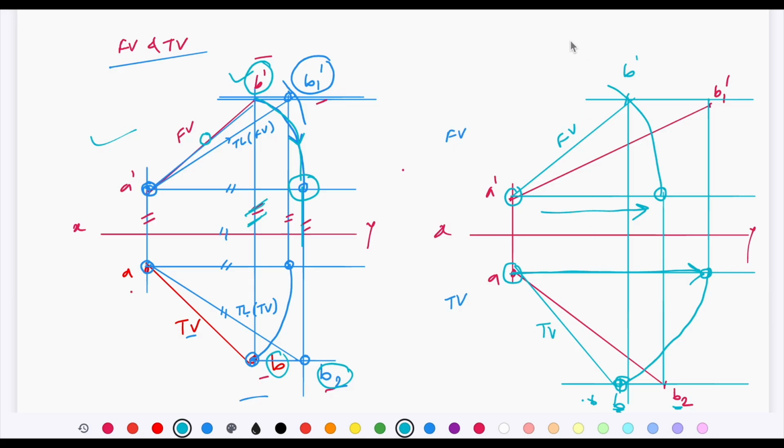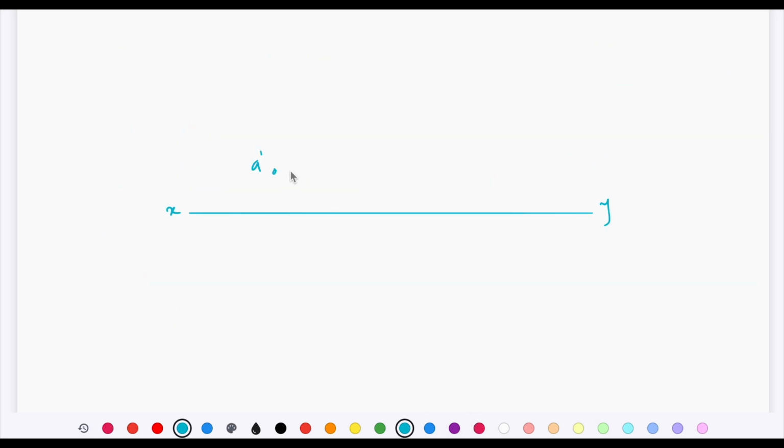Okay, so this is the second scenario, when you have located true length in front view as well as in top view, and you are supposed to complete the solution. Now there are some certain important things. I will draw one generalized diagram first.